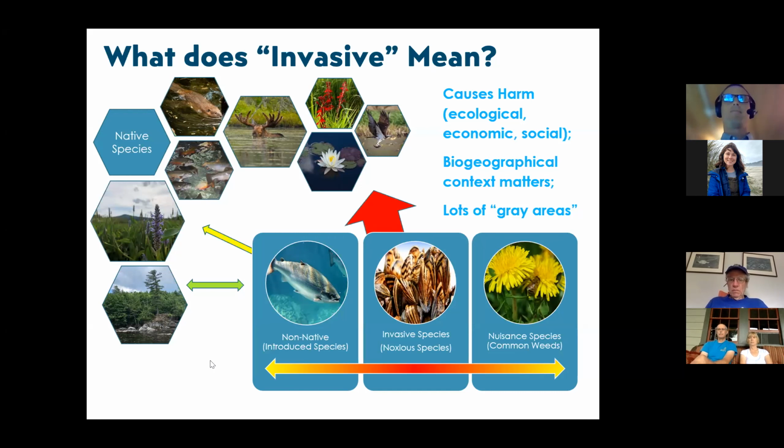Biogeographical context matters, right? We might have species that are from North America that we're looking at today, like rusty crayfish, which is a great example. It's not even from that far across the globe. They're from Ohio, but they cause severe harm. You might have species that come all the way from California or Oregon, like rainbow trout, but they do not have that severe harm. So biogeographic context matters, and there's a lot of different gray areas. Next slide, please.